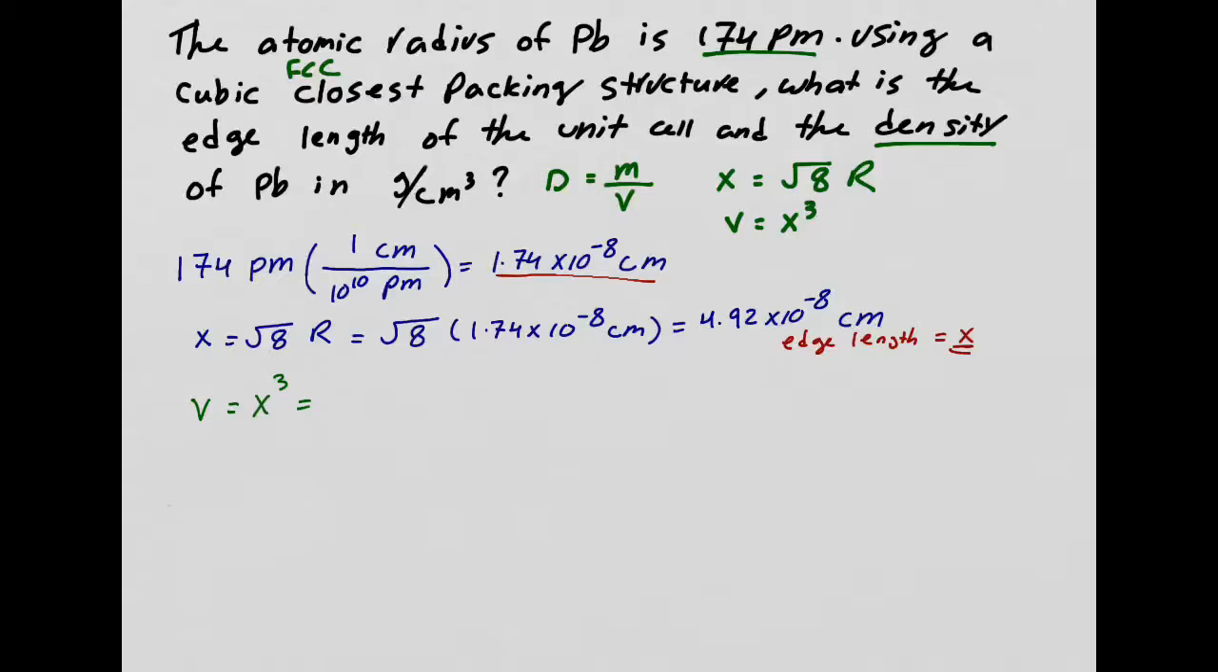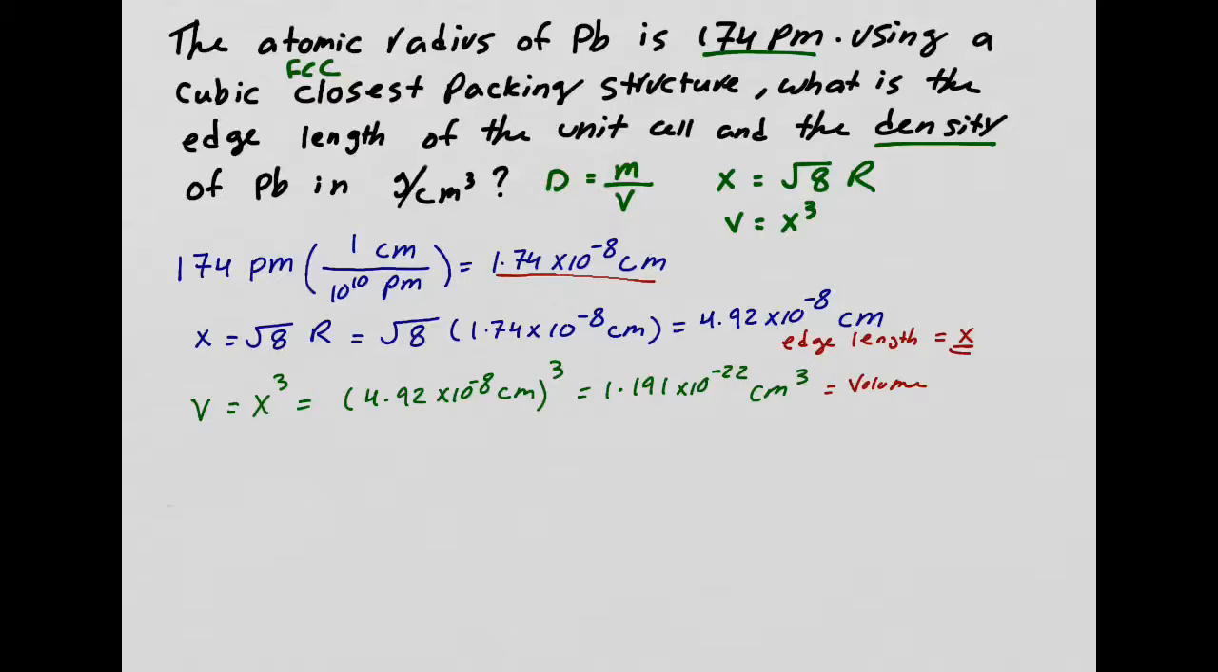And I have x. So 4.92 times 10 to the minus 8 centimeter, that's my x. If I cube that, what I end up getting is 1.191 times 10 to the minus 22 centimeter cubed. Okay, I got that. Beautiful. So now I have the volume of the cube. Beautiful.